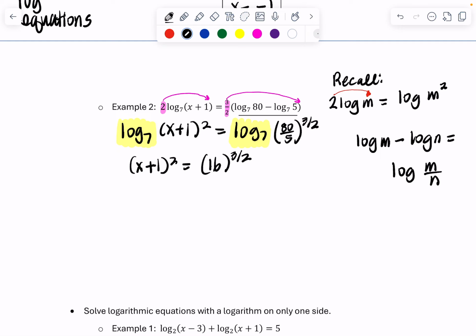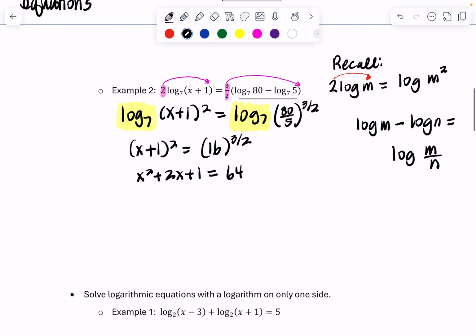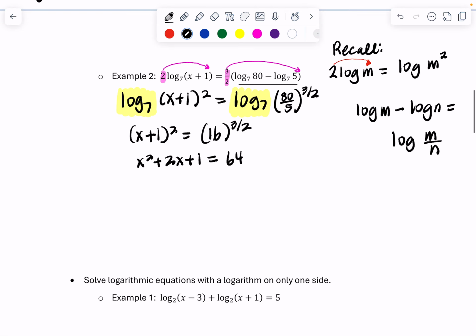This side I've got to FOIL, so this would be x squared plus 2x plus 1 equal to, and if you plug this in, this is 64. You could also just do square root of 16 is 4, and 4 to the 3rd power is 64. Your choice. But I do need to make this equal to 0. You have to have it equal to 0 to be able to factor. So x squared plus 2x minus 63 equals 0.